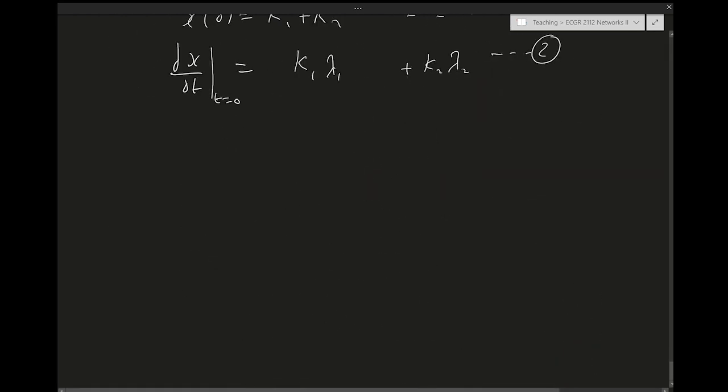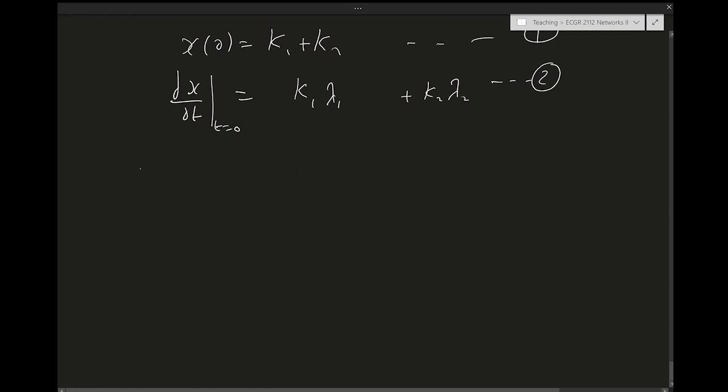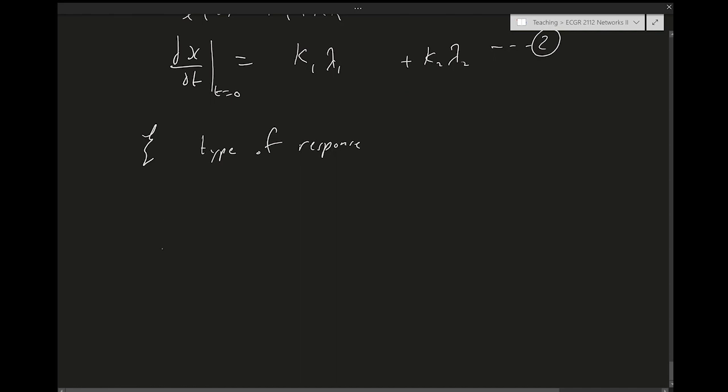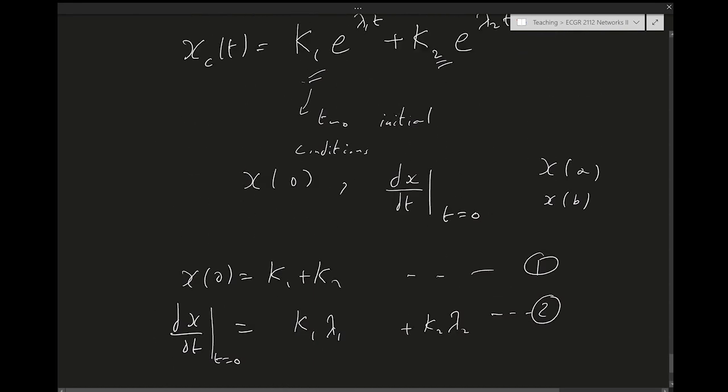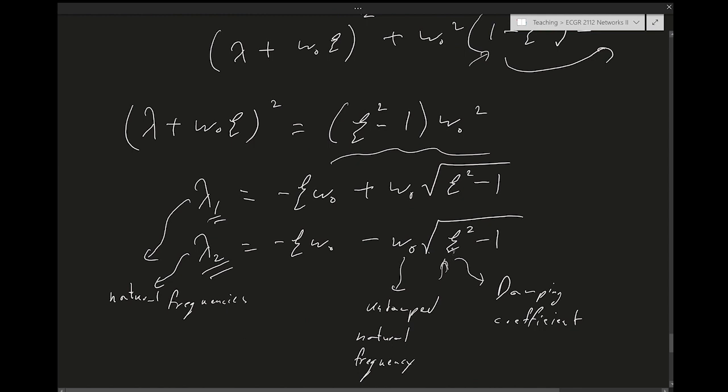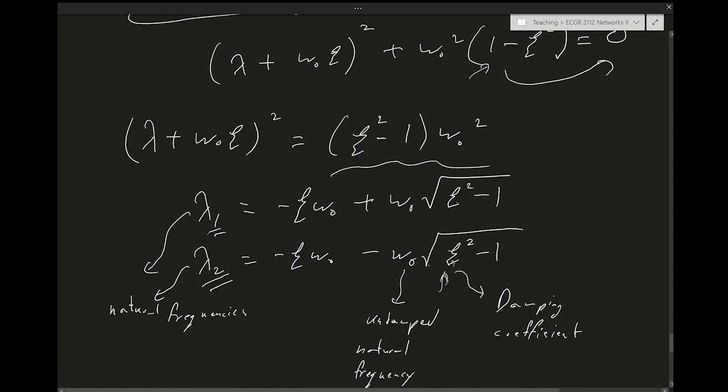So the presentation is as follows. Zeta, the damping ratio, determines the type of response. And there are 3 conditions. If zeta is larger than 1, this is called an overdamped response. It doesn't show any oscillatory behavior, right? And when zeta is larger than 1, all is good under the square root, it's all positive.